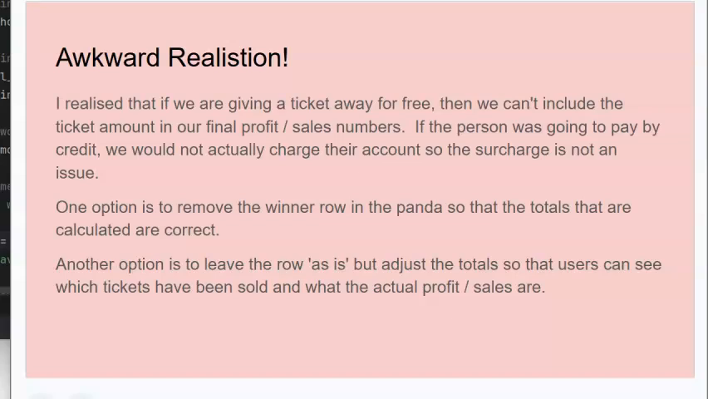After the last video, I realized that if we're giving away a ticket for free, we shouldn't include the amount of that ticket in our final profit numbers. One option to fix this could be to remove the winner row so that the totals we calculate are correct. The other option is to leave the row in there, but adjust the totals.